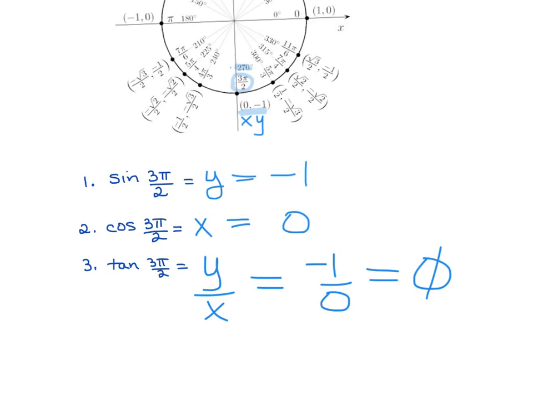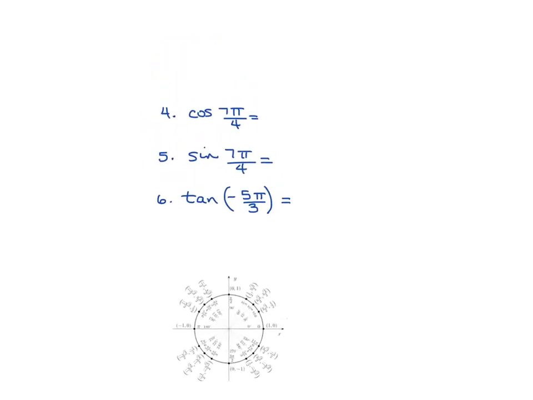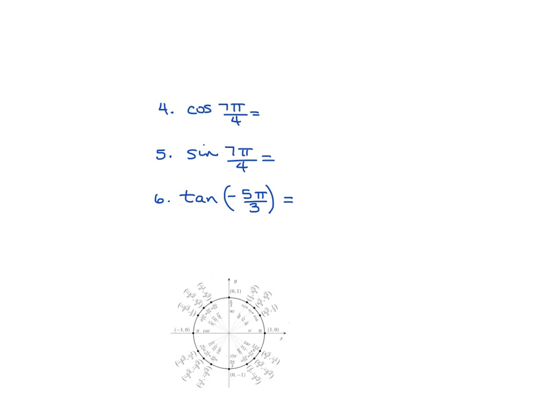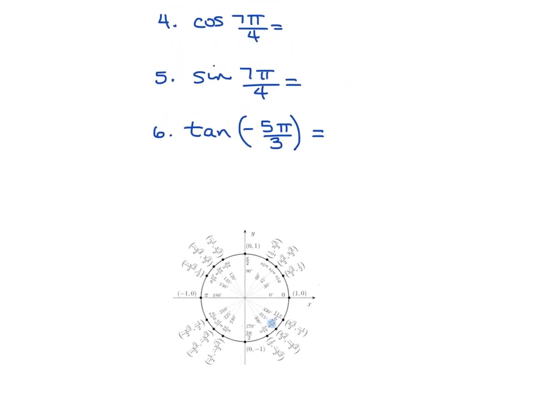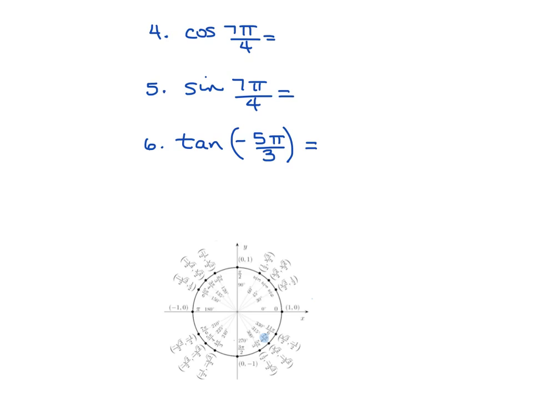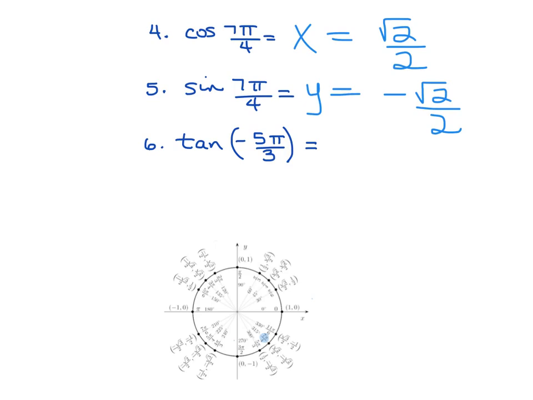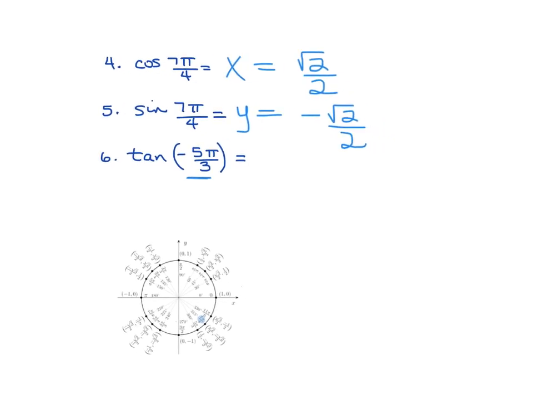Let's try another one. This time, I'm looking for 7 pi over 4. So I'm going to look at my unit circle. I'm going to find 7 pi over 4, and it's right here. So again, remember to find sine of that radian measure, I look at y, and cosine, I look at x. So cosine of 7 pi over 4, I look at the x coordinate, and it's going to be √2 over 2. For sine, I look at y, and the y is -√2 over 2.